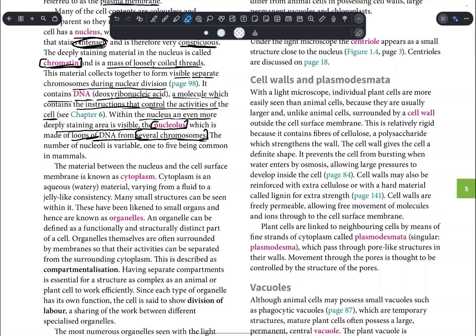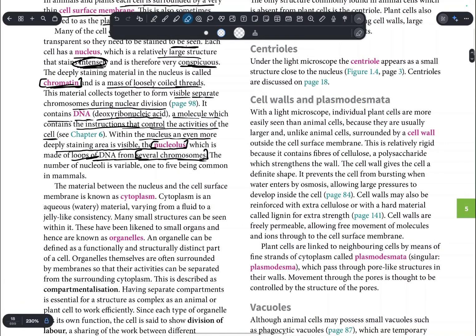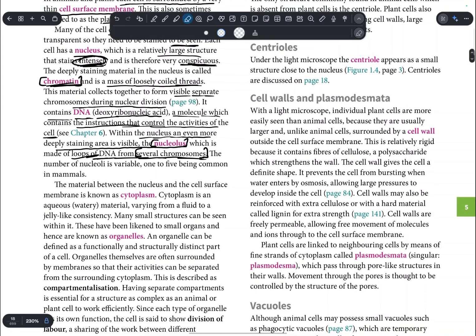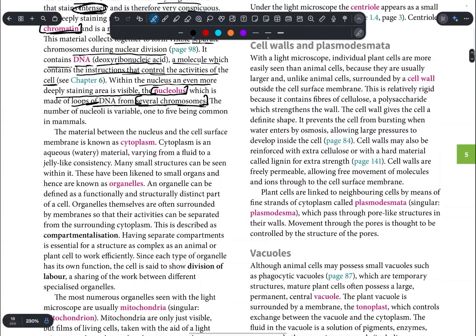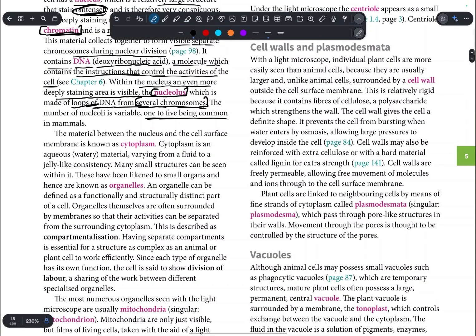Okay, the number of nuclei is variable. Like there's paramecium, in which there are multiple nuclei, and one to five is common in mammals.